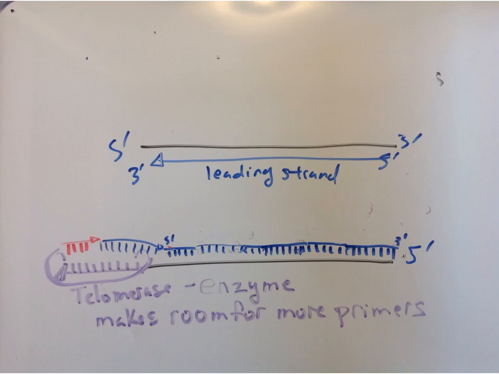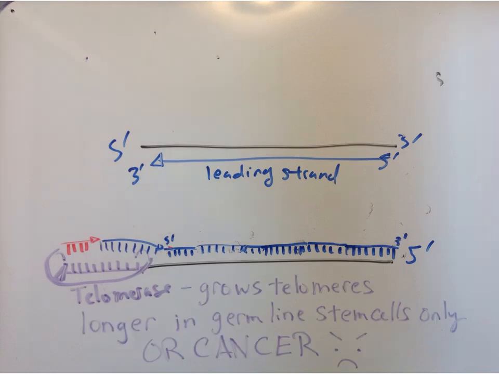Telomerase has a built-in stretch of RNA in it that gives room for one more RNA primer to sit down, providing space to make one more Okazaki fragment and copy the ends of the DNA. Telomerase is normally only expressed in germline stem cells to make sure that each generation has full-length chromosomes.